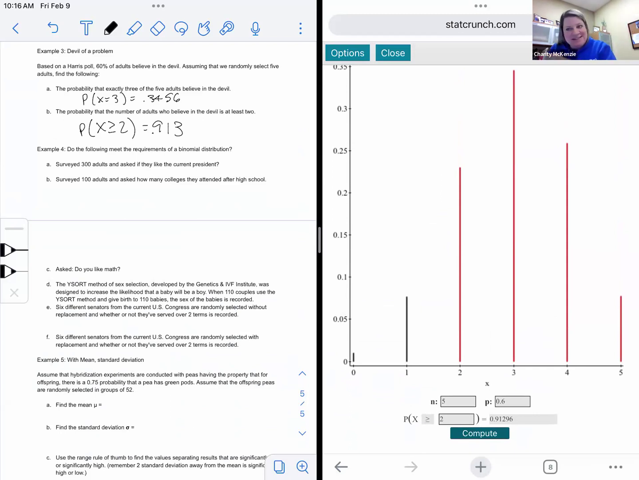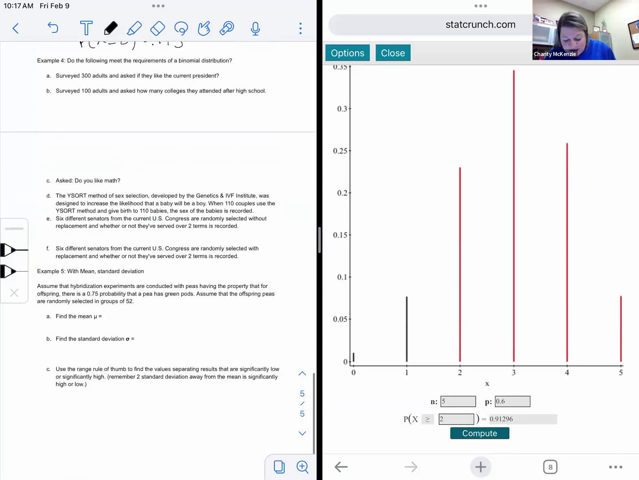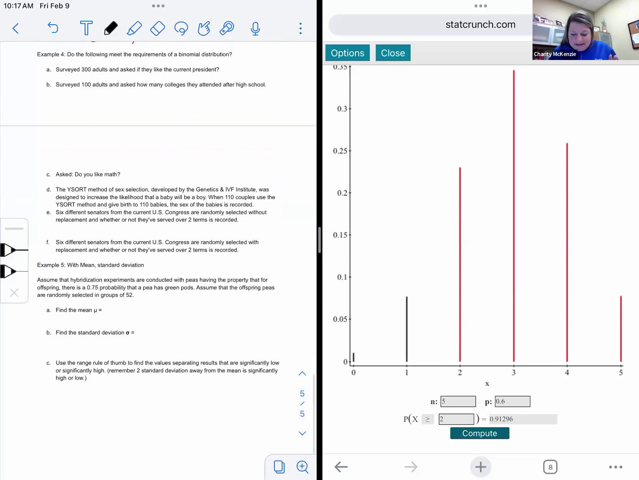Okay, so this calculator is amazing. If it gives you a table, you don't need to use the table, use the calculator. If it gives you the formula in the example, you don't need to use the formula. You can always use this calculator, this one from StatCrunch. Okay, so let's just look at a couple examples of whether they meet a binomial distribution or not.